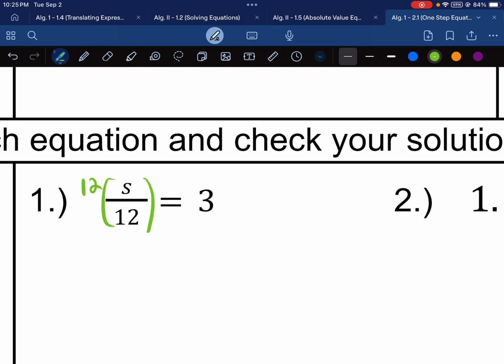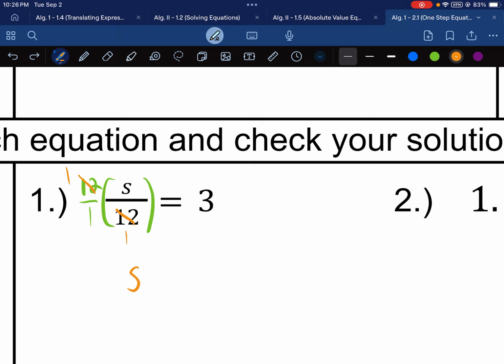Now, some of us might really benefit from thinking of this as multiplying by 12 over 1, because now we have a fraction times another fraction, and we can cross-reduce. Some of us may notice that without putting it over 1, but some of us may only notice that when we put it over 1, so that might be helpful for a lot of us. Now, diagonally, we can cross-reduce 12 and 12. 12 goes into 12 once, and 12 goes into 12 once, meaning we're left with 1 times s, which is s, over 1, and s divided by 1 is just s. So we're left with s on that side, which is exactly what we wanted.